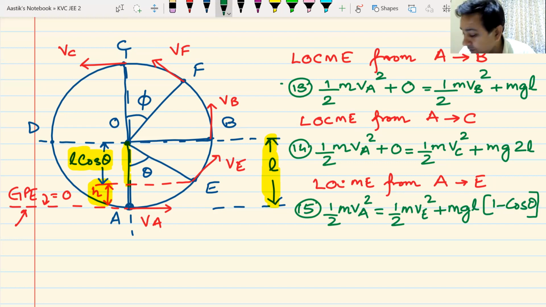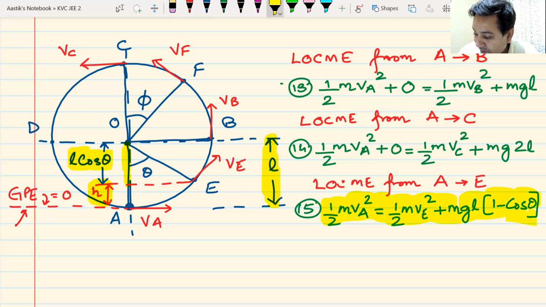And that equation is simply half MVA square is equal to half MVE square plus MGL into 1 minus cos theta. This is the yellow equation. Do we all understand this yellow equation? Yes. Equation number 15, getting from the yellow things. Can I have some raise hand if you understand this?